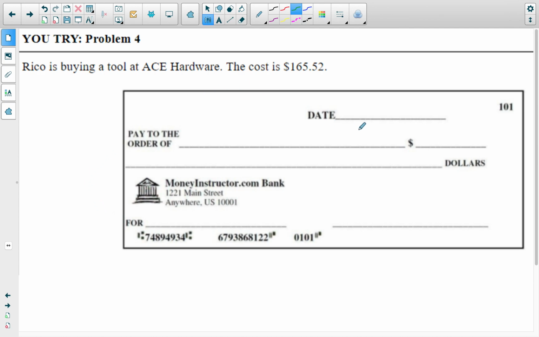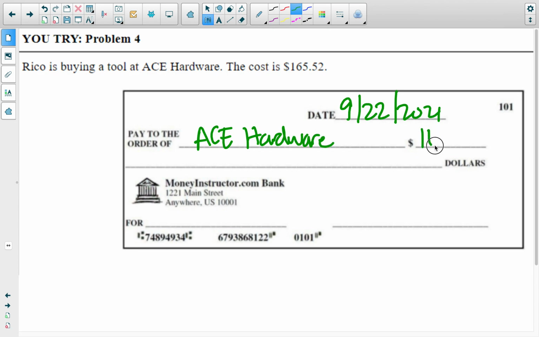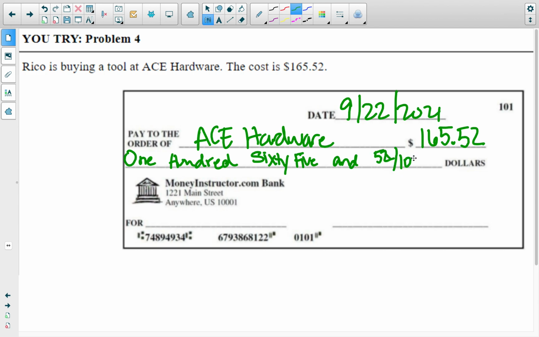All right, Rico is buying a tool at Ace Hardware. Let's just give it a random date. I'll choose today's date. It's 9/22/21. Rico's buying this tool from Ace Hardware, so that's who the payment's being made to. The cost is $165.52. And so when writing this out, we want to write 165, and now's our decimal point, and 52 out of 100.